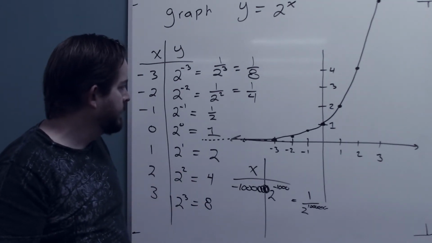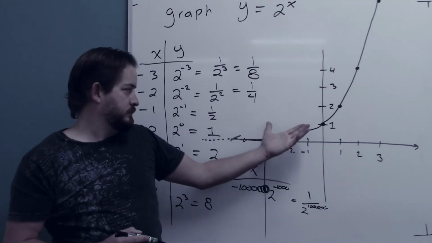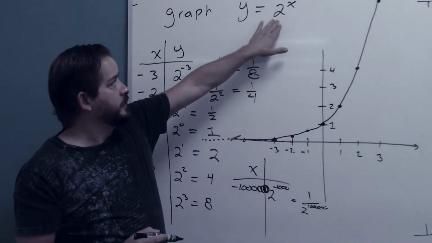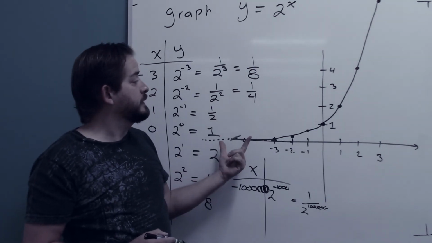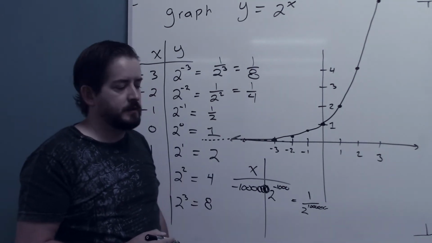Okay. But this is the graph of a generic, well, not a generic, but it's very specific, but most of your exponential graphs look like this, and this one happens to be 2 to the x.